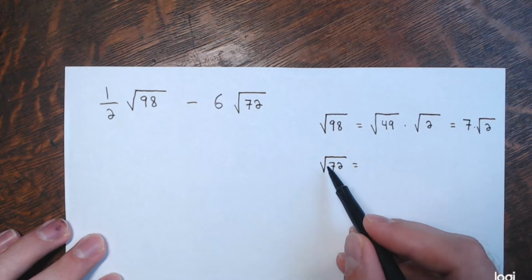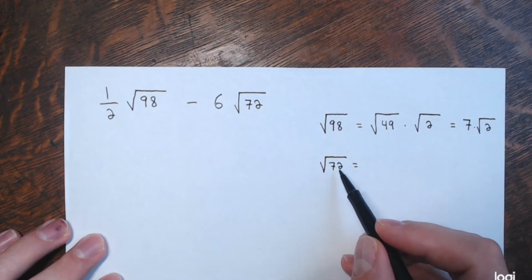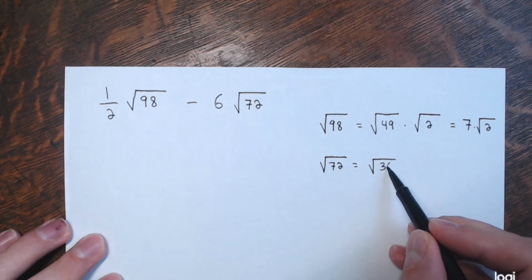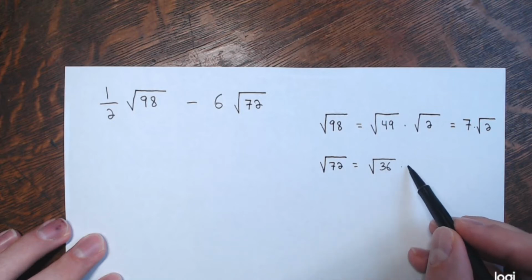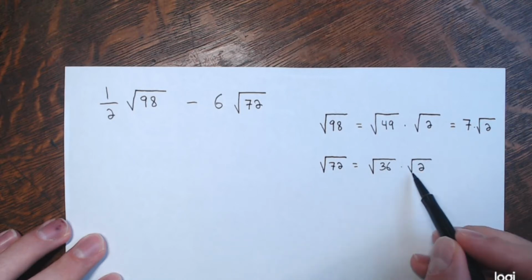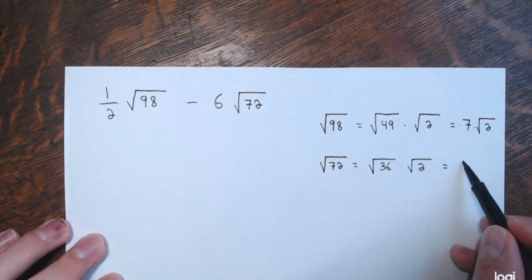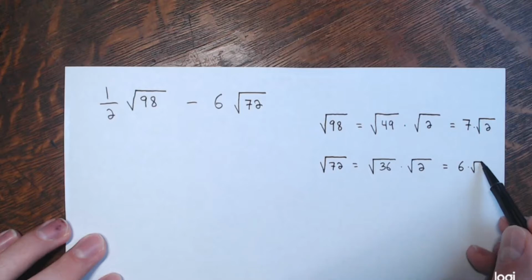Once again, I'm looking for perfect squares that are a factor of 72, and that would be 36. So break this up to the square root of 36, which is 6 squared, times the square root of 2. There's the square root of 72. Square root of 36 is 6. So we have 6 times the square root of 2 for that.